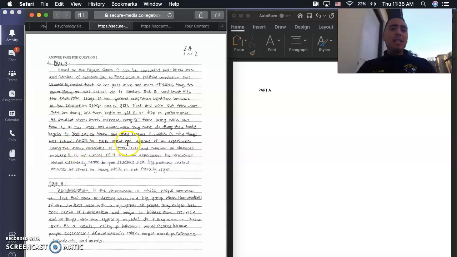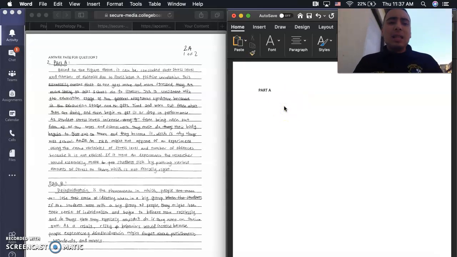An IRB might not approve this experiment using the same variables of stress level and number of absences, because it is not ethical. If it were an experiment, the researcher would essentially make students sick by putting various amounts of stress on them, which is not morally right. Perfect. So that's essentially what we set together before we actually dove into looking at this part. But let's go ahead and write our own.